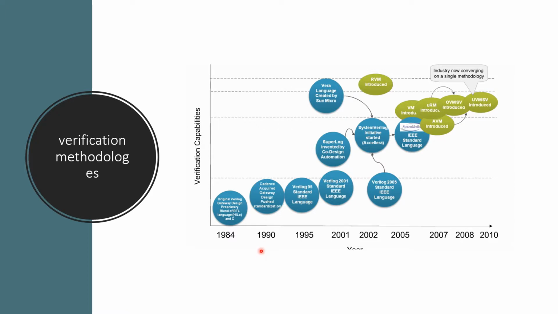If you see the diagram here, on the x-axis I have the years, and on the y-axis I have the verification capabilities. This will give you a good picture of the evolution of the methodology. Till the early 2000s, verification was mainly done using a traditional Verilog bench. But with growing design size, it became difficult to have a traditional Verilog bench. Hence, there was a need for a new methodology.